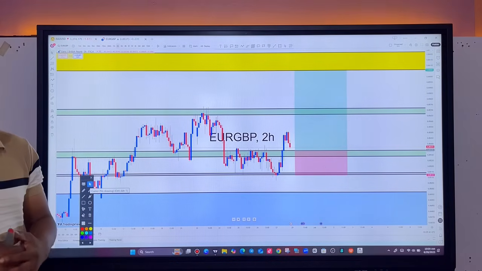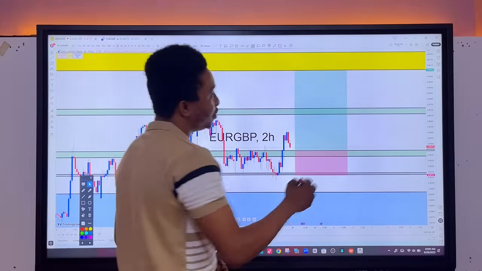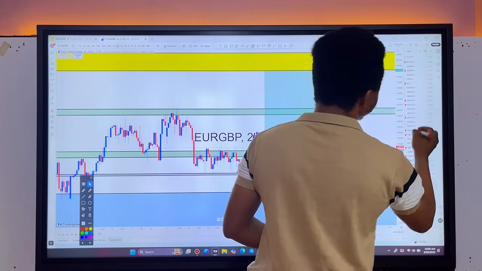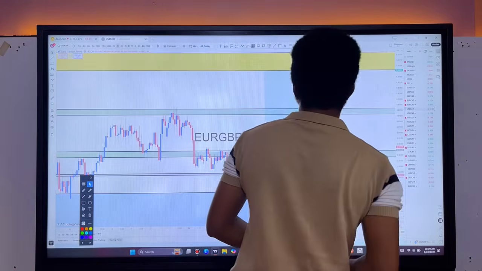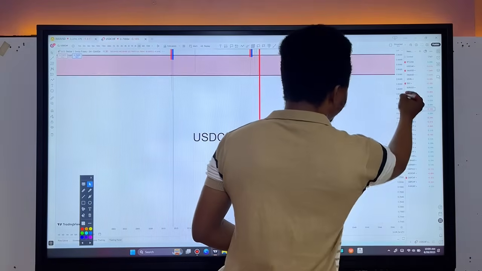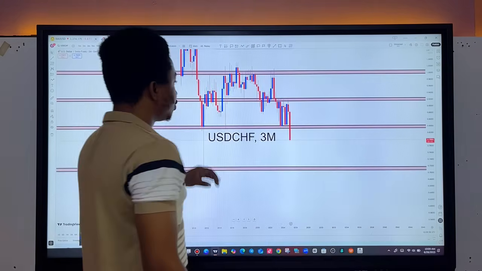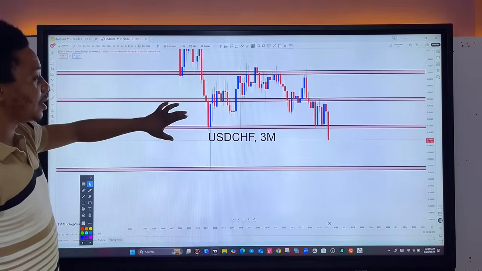Let's go to the next pair on our list, which is going to be the last. I think it's USD CHF. Let's go all the way to USD CHF, and then end it over here also. So USD CHF, let's take it all the way to 3M, and then begin the analysis on the 3 months time frame. All right, so this is USD CHF on the 3 months time frame.